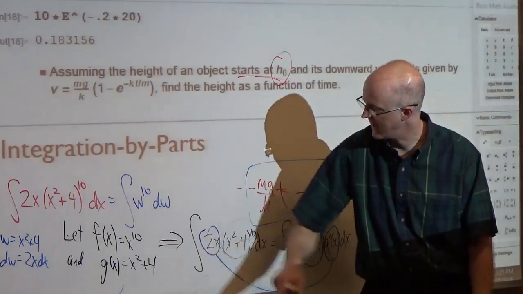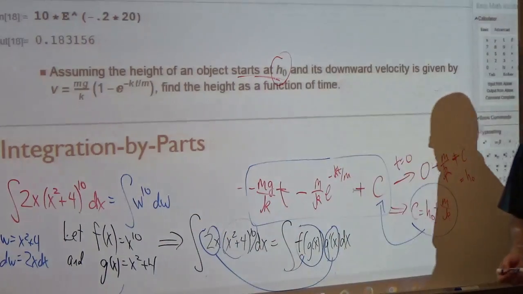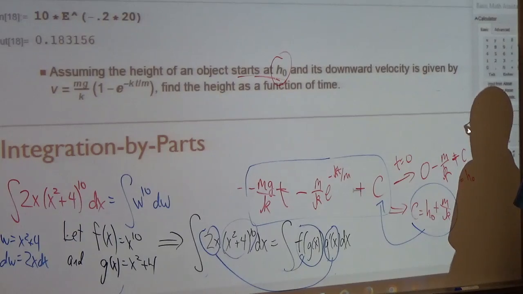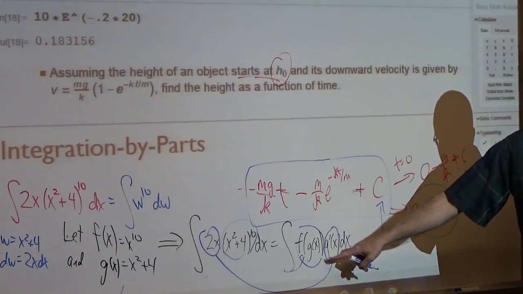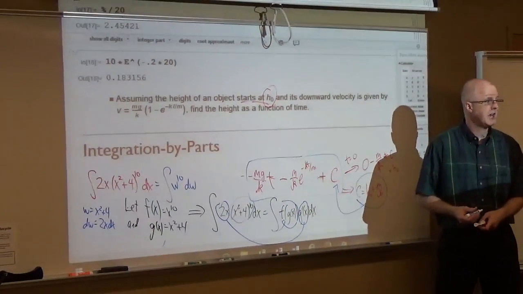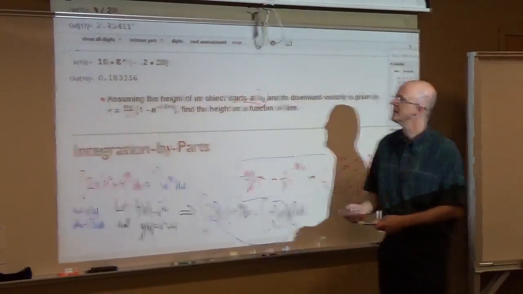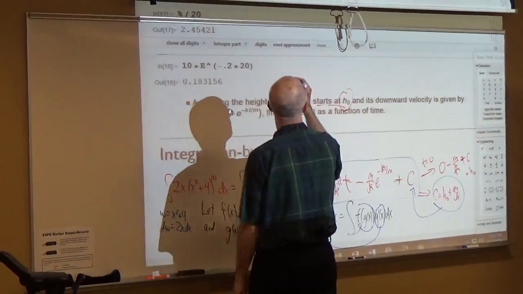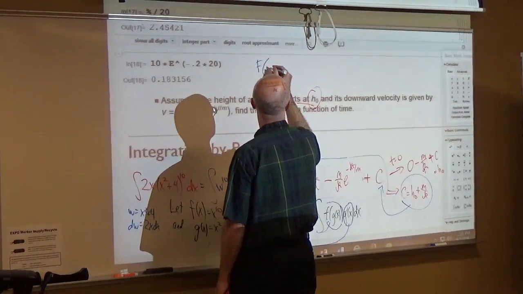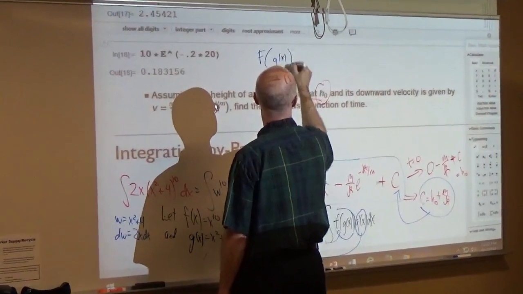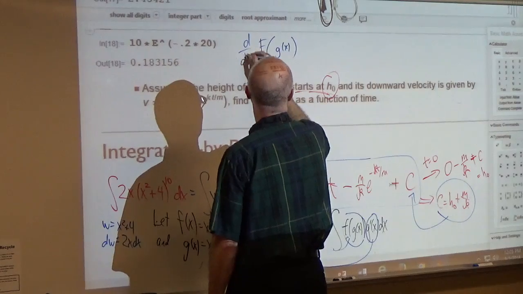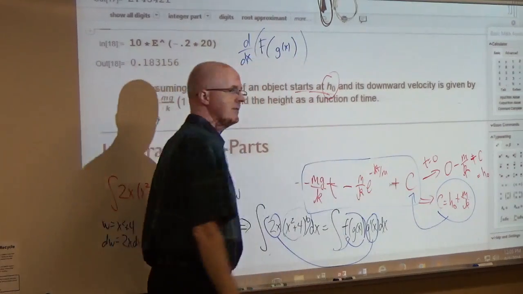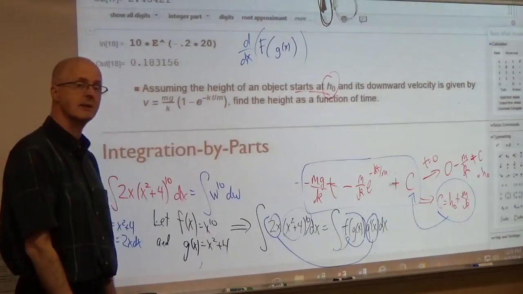Plug in g into f, and you get x squared plus 4 to the 10th power. That's the kind of expression you get when you use the chain rule to differentiate a function of the following form: capital F of g of x, where capital F is an antiderivative of little f.